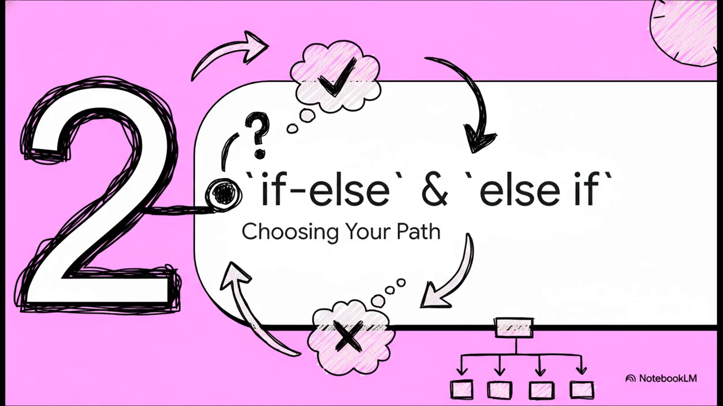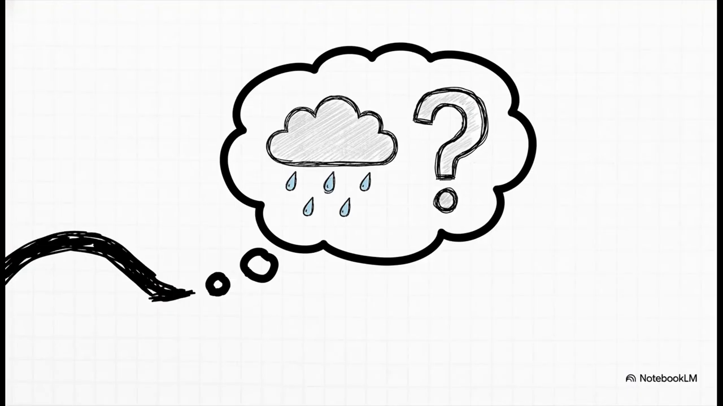So the if statement is awesome for a do this or do nothing situation. But what if you want your code to make a real choice between two different actions? Do this or else do that. For that, we need to bring in a friend for if, and its name is else. Let's build this out step by step. We always start with our if statement and a condition. Here, our program is checking a variable called isRaining. It's asking that simple question, is it raining right now?